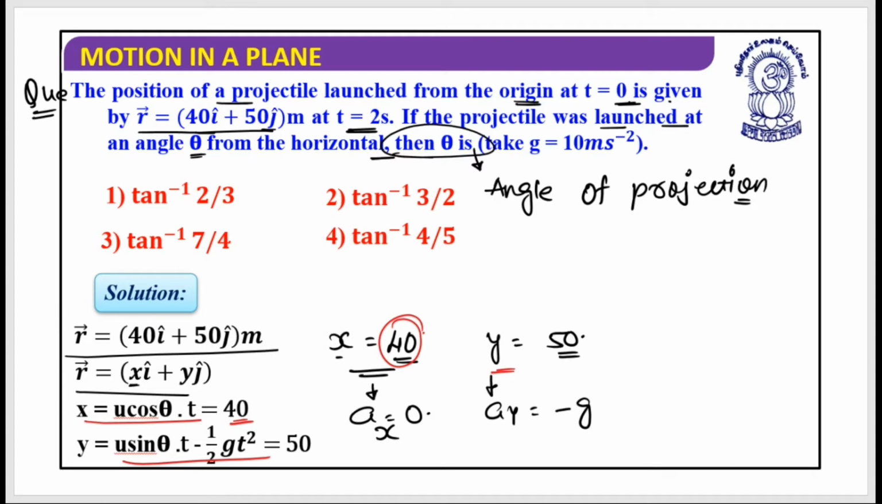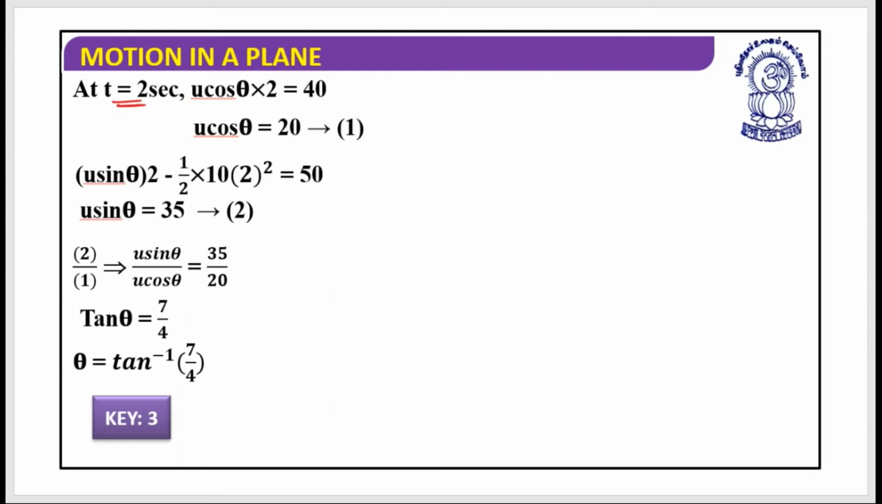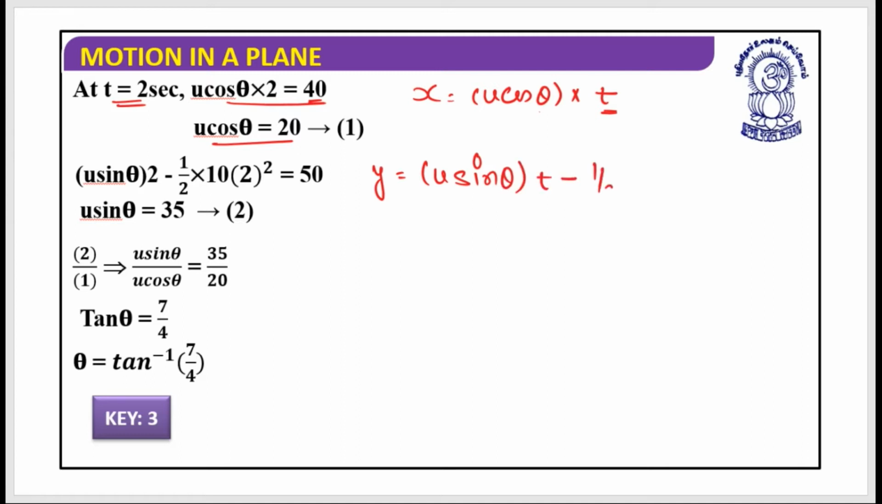Great. Now if I put the value t equal to 2 seconds, because x is equal to u cos theta multiplied by t, and x was 40, it's u cos theta into 2 equal to 40. That means u cos theta is equal to 20. For y, y is equal to u sin theta into t minus half into g into t square, where y was 50. This is equal to u sin theta multiplied by 2 seconds minus half into 10 into 2 square. If I solve this, I get u sin theta is equal to 35.